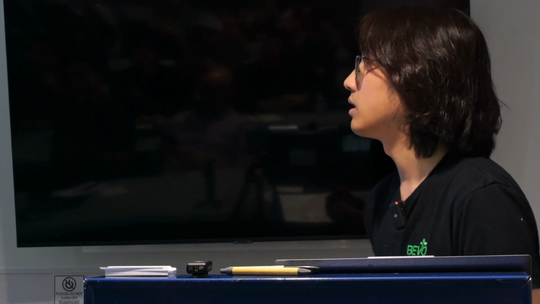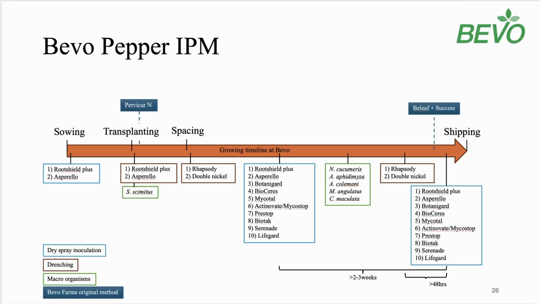So, BEVO pepper IPM. This is just 2-year data. I started 2 years ago, so this is the data that I collected. We used Pervicure and Belief 2 years ago, and this is the new one that I applied this year. And the orange line is the growing timeline at BEVO from sowing up to shipping. In between that, we have the transplanting and spacing technique done by the grower at specific times. And the blue box in this case is dry spray inoculation. The dark blue box is the original plan for the drenching for Pervicure and spray with Belief success at the end of the shipping, before the spacing shipping.